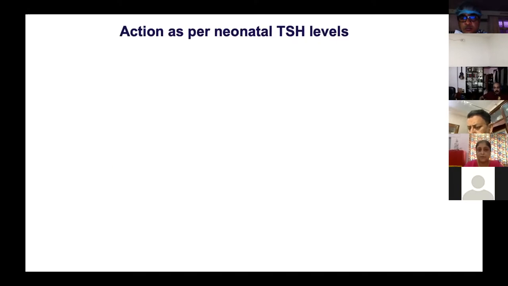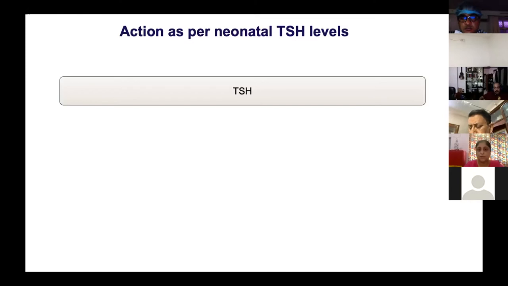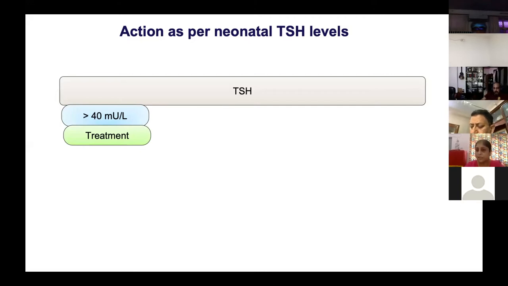Then what action do you take once you do neonatal screening? This is just a brief recapitulation of neonatal assessment. You order TSH, either from the cord blood or from the DBS, the dried blood spot. If the TSH level is more than 40, you have to start the treatment right then and there. You don't have to wait for the investigations, as they will take time. You just order the investigations, but the treatment is warranted.